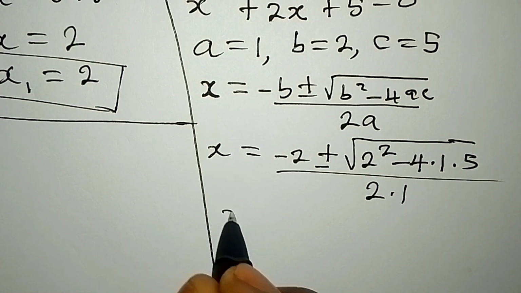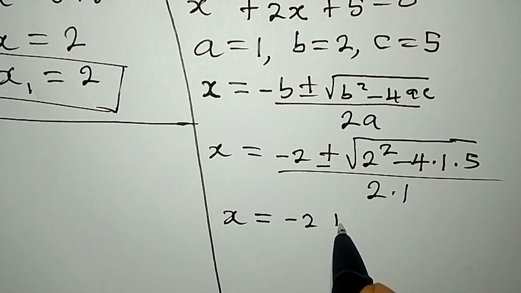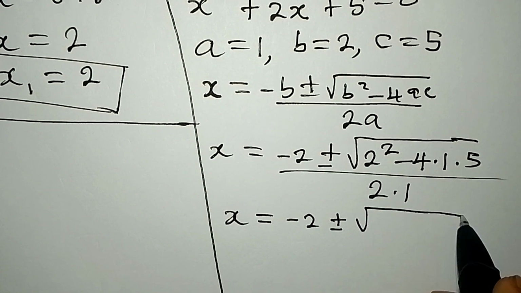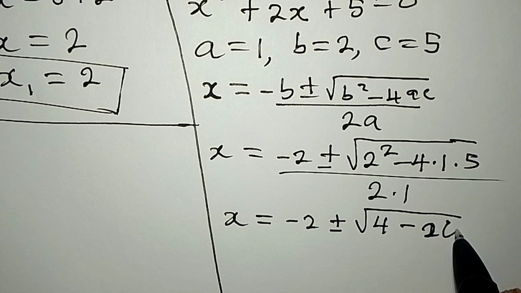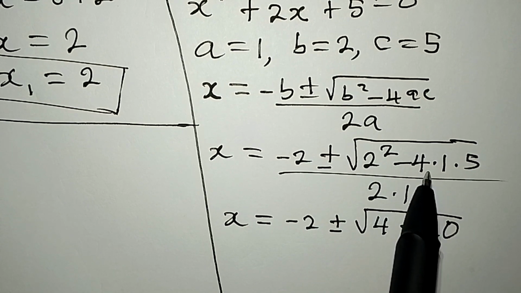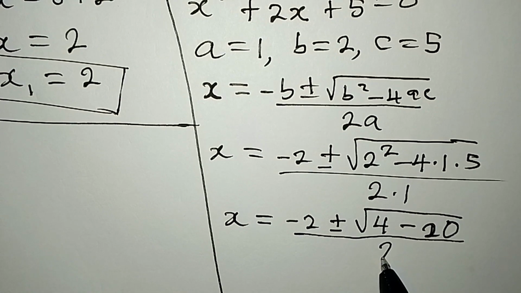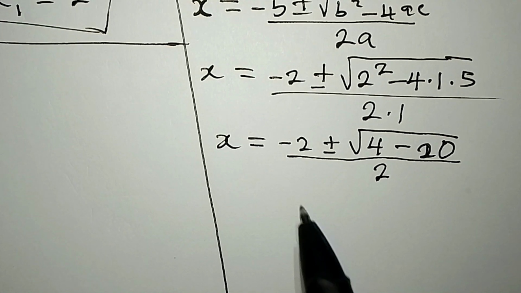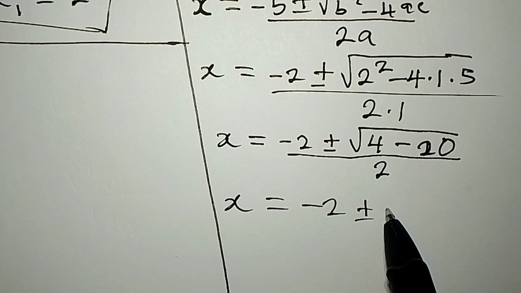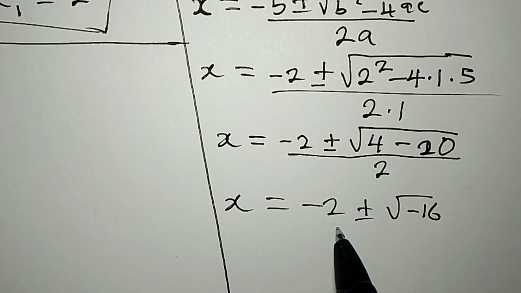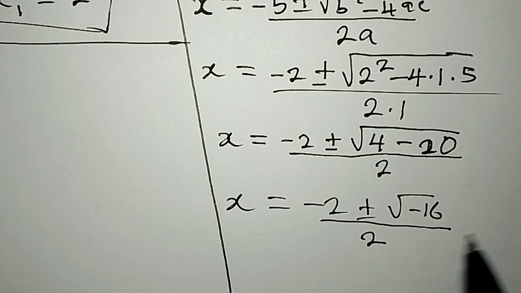Now what do I do? x from here will be equal to minus 2 plus or minus square root of 4 minus 20, because 2 squared is 4, and 4 times 1 times 5 is 20. And the whole of this is over 2. Now let's continue, x will be equal to minus 2 plus or minus square root of negative 16, and this is all over 2.